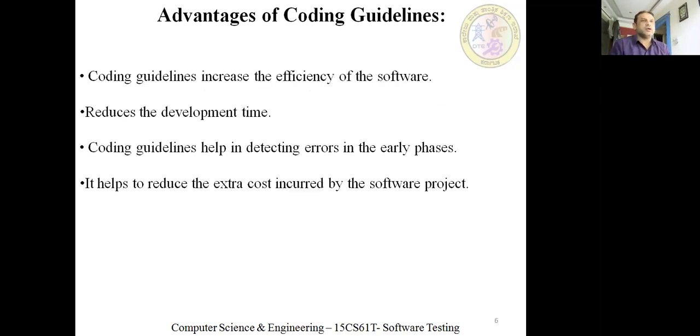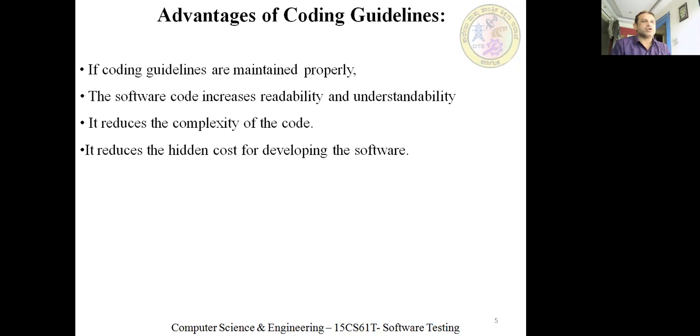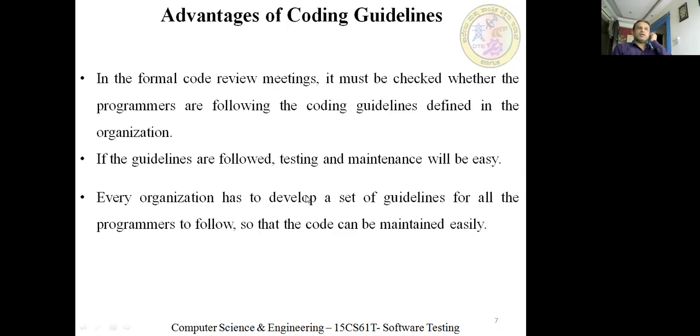So these are some coding guidelines: increase efficiency, reduce the development time, help in detecting errors, help reduce extra cost. When they are maintained properly, it will be very easy for readability and understandability. It reduces the complexity and it reduces the hidden cost for developing the software. It's fine. Next.